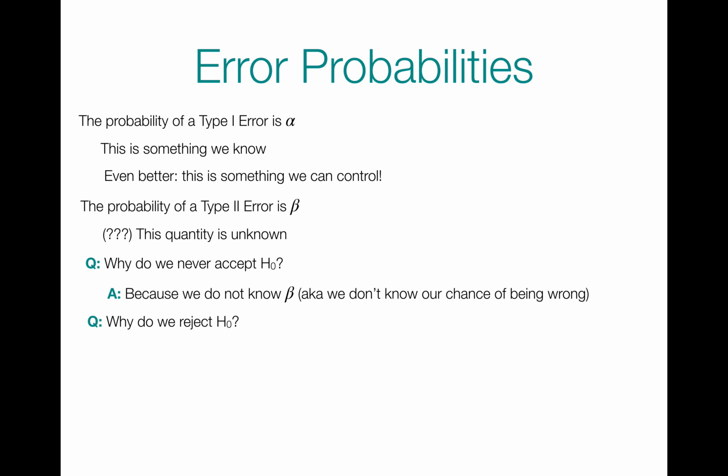Okay, well, if we can't accept it, why can we reject it? Because we do know the probability of a type 1 error. We set that at something we're comfortable with. We're really willing to take the risk there.